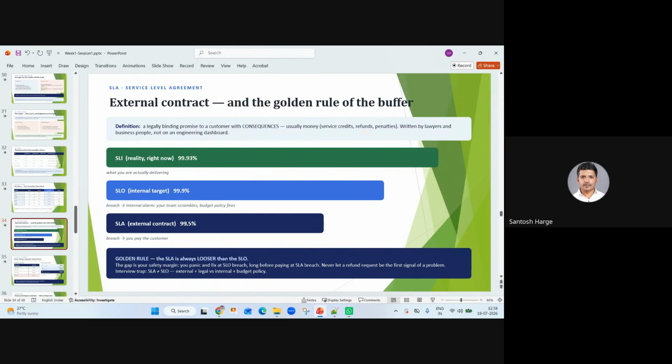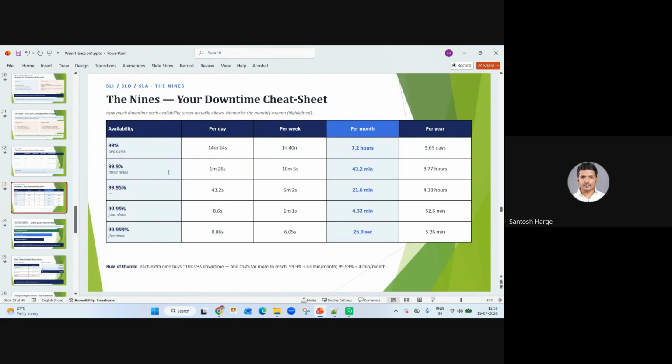So your SLA should be higher than the SLO. Now if you see 99.5, here it is like 7 hours. So if you consider 99.5 here, it will be around 3 hours. So your SLA will come around 3 hours. Your SLO is 43 minutes only. So when you breach 43 minutes, what we are doing, we are freezing our deployment process, correct?